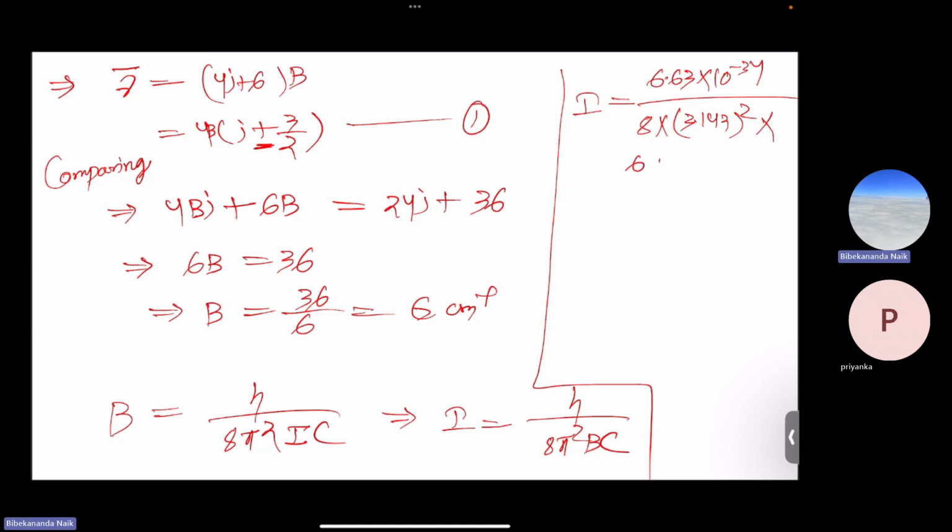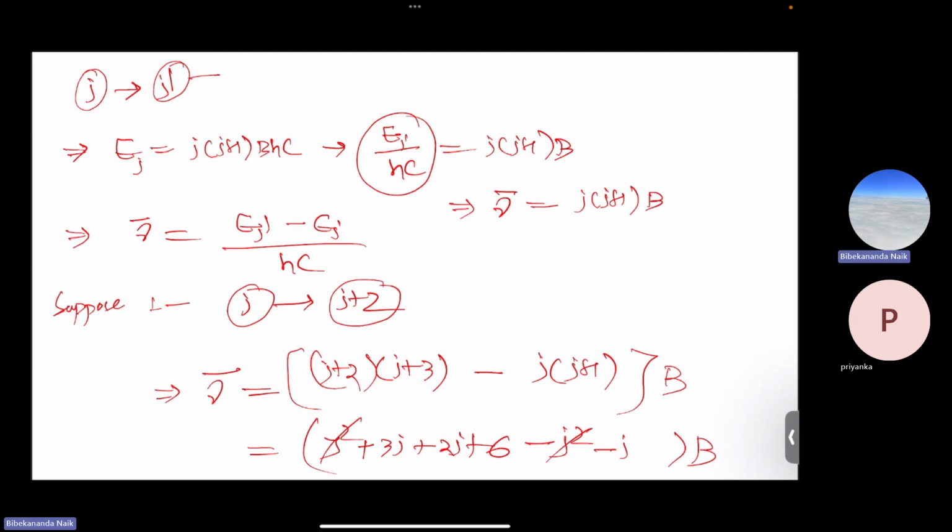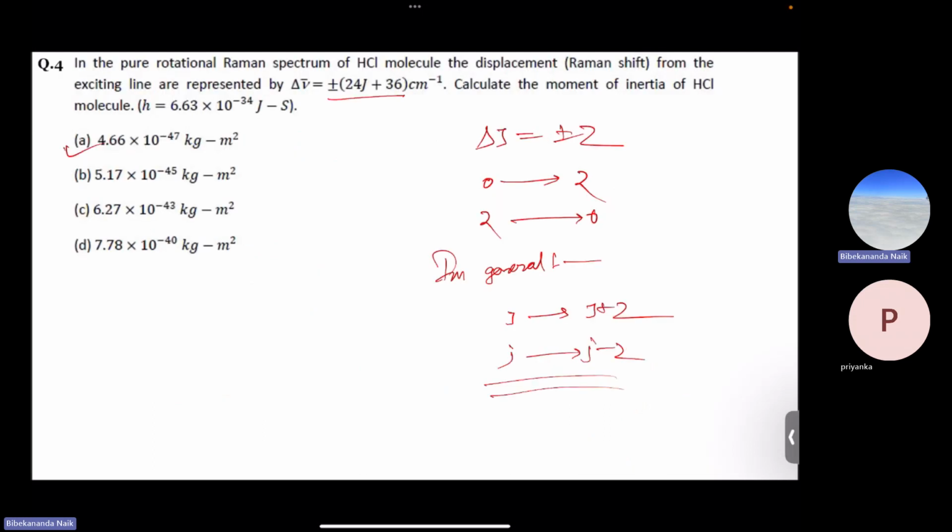So it will be 6 into 10 to the power 2 meter inverse, because when you convert centimeter inverse to meter inverse, you multiply it by 10 to the power 2. Then velocity of light is 3 into 10 to the power 8 meter per second. If you calculate, the value of I will come out to be 4.66 into 10 to the power minus 47 kg into meter square. So if you see the options, the correct option will be option A, 4.66 into 10 to the power minus 47 kg into meter square.